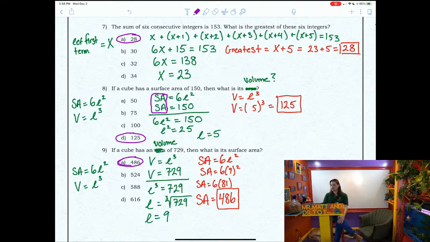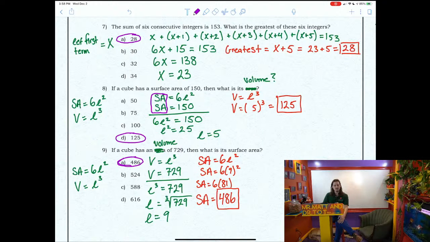They tell me that the volume of this particular cube is 729. So I can set those two sides of the equations equal to each other because they both are set equal to V, volume. So side length cubed is equal to 729. Taking the cube root of both sides.